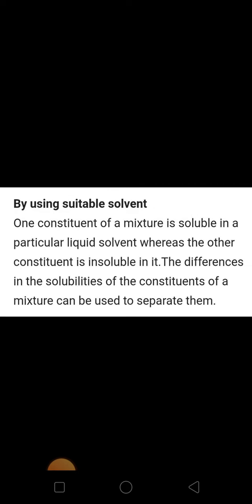Here you will see that one of the components of the mixture is soluble in a liquid solvent. We will dissolve the components of the mixture in a suitable solvent. One of the components will be soluble in that solvent and the other will be insoluble. The difference in solubility will help you to separate the constituents of a mixture.